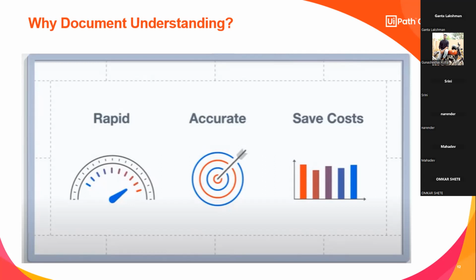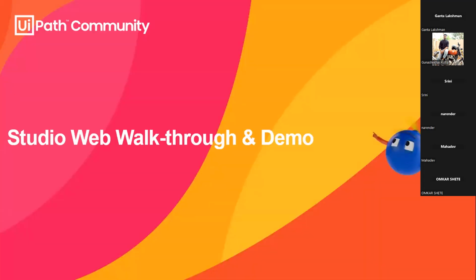But if we implement document understanding, it can easily extract the data and arrange it into your categories, and it can take decisions like whether the category is under the budget or not, right? So its main purpose is to understand the document, parse the document, and take decisions on that. Okay. So let me show you a quick demo and also a walkthrough on the Studio Web.